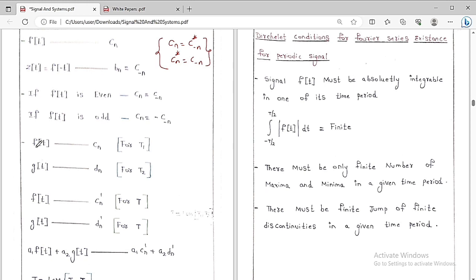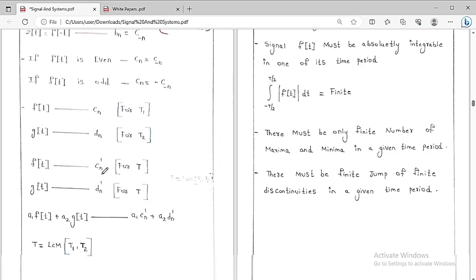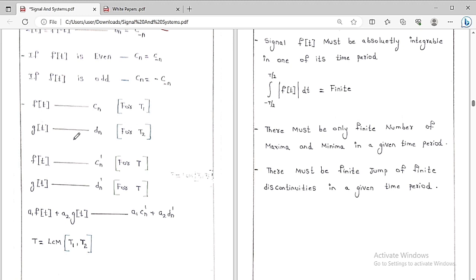Suppose f of t is a periodic signal with time period T1. For this, the Fourier coefficient is Cn. And g of t is also a periodic signal with time period T2, and its Fourier coefficient is defined as Bn. So now we have different time periods. I want to find the Fourier coefficients for these two signals on a common time period, which is T, the LCM of T1 and T2. Based on this, I get the new Fourier coefficients: f of t has Cn dash, and g of t has Bn dash on the same time period.